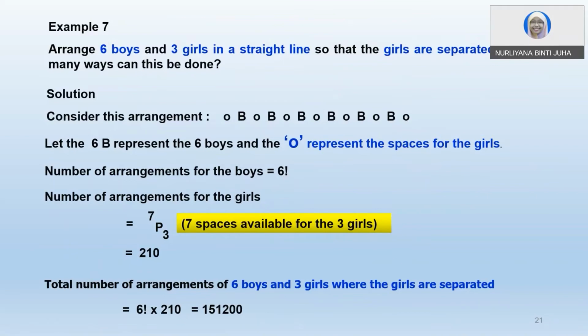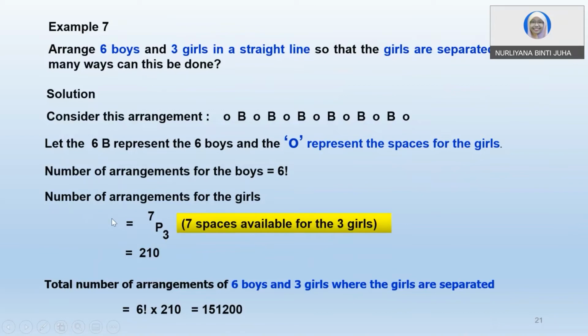7 spaces, but then we only have 3 girls. Yang mana 3 girls ni boleh pilih lah di antara 7 ni. Dia mau duduk dekat mana. So you can write it down this way: 7 permutation 3. Because 7 spaces available for the 3 girls. We did not use all the 7 spaces. We only pick 3. Okay, out of 7, you only pick 3. 7 permutation 3. So you get 210.